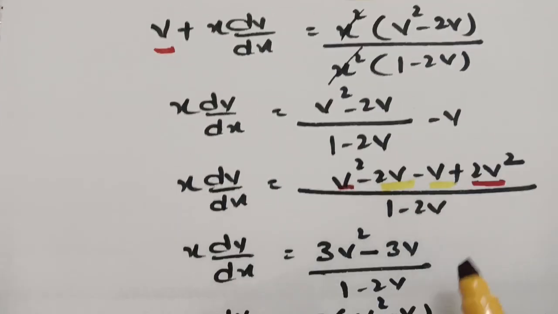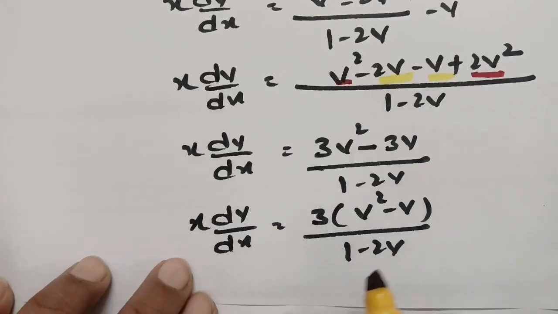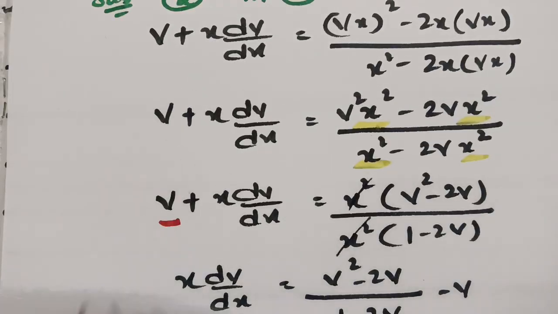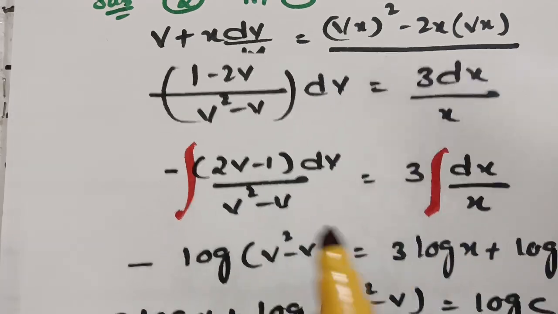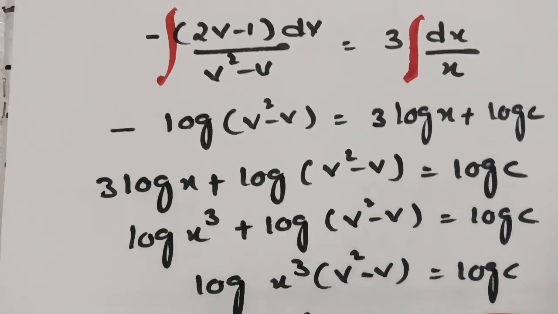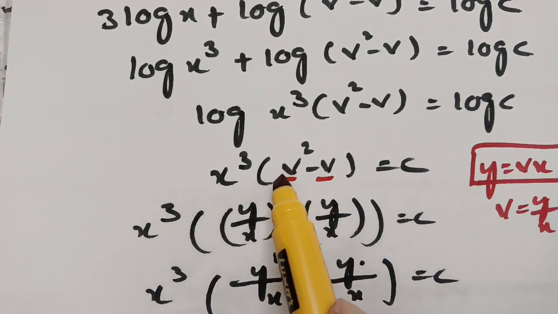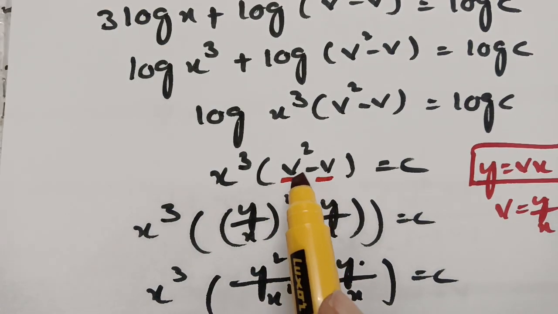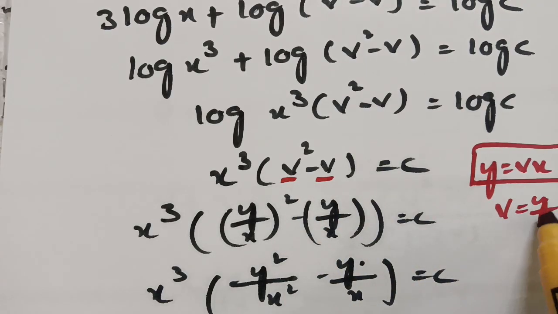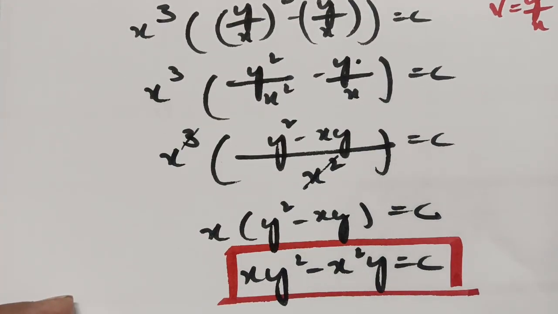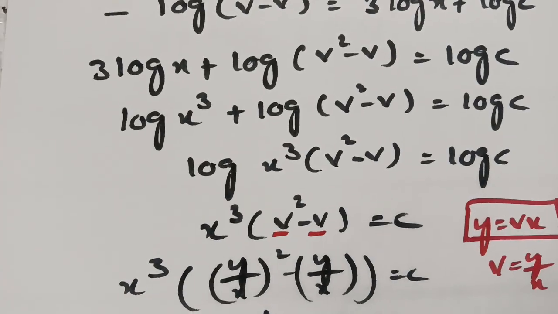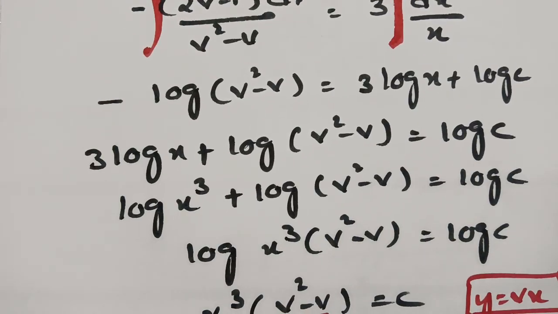It will be minus v, and after sending v to one side and x to the other side, by the variables separable method, we have to integrate on both sides, and after integrating, this will be the solution. In the final solution, we have to transform this v as y by x, so this will be the answer. If you note down each and every step and practice, definitely you can solve by your own.